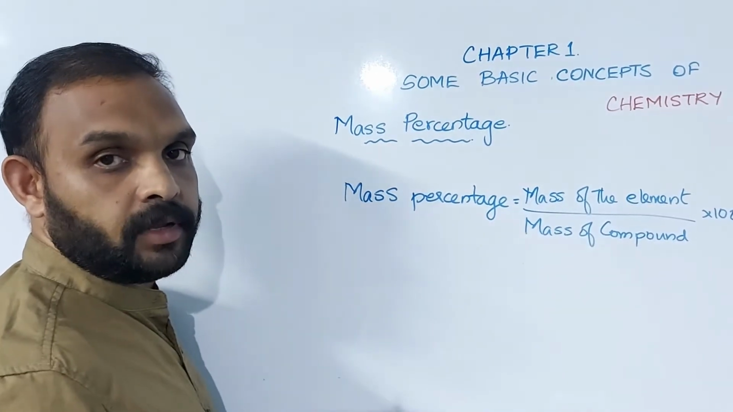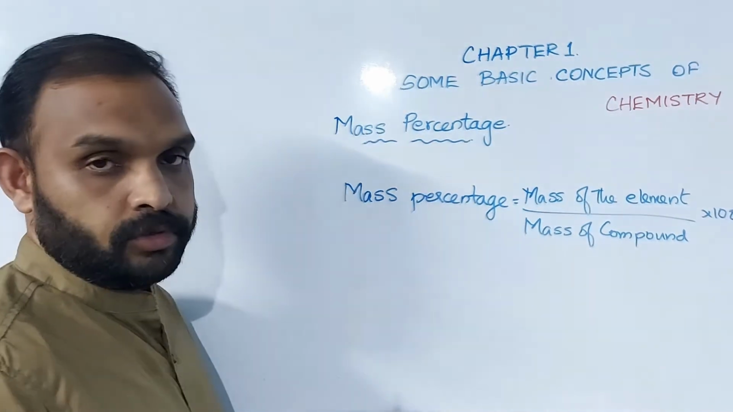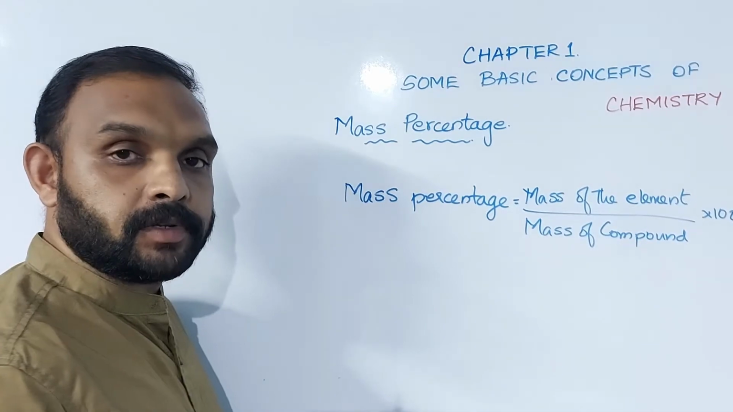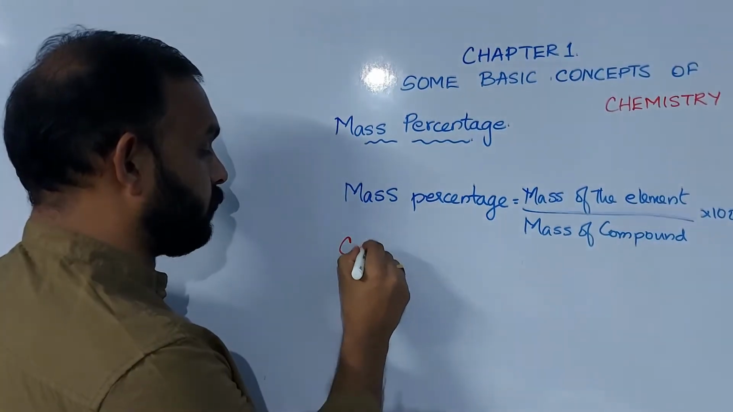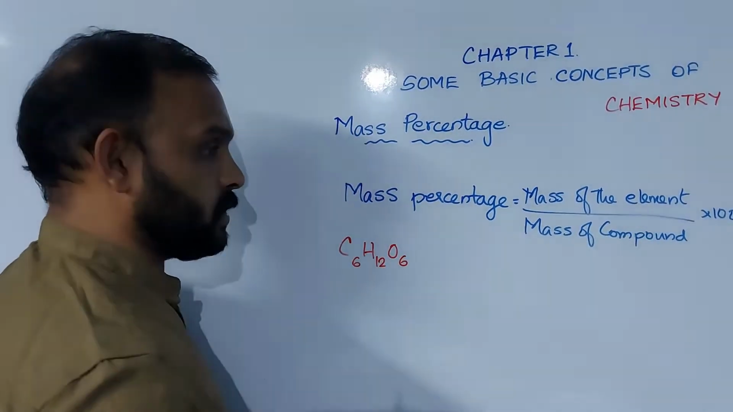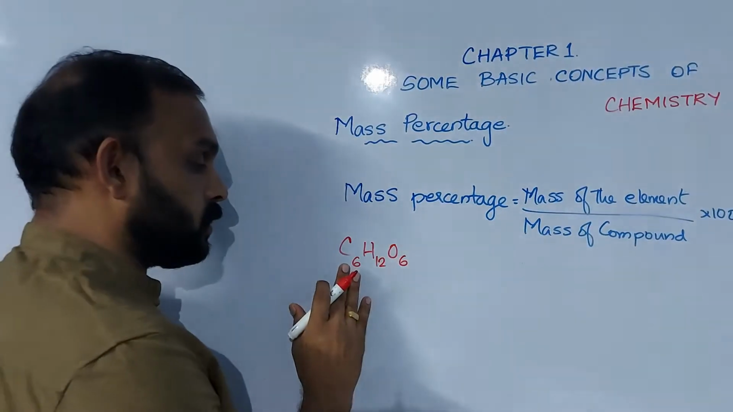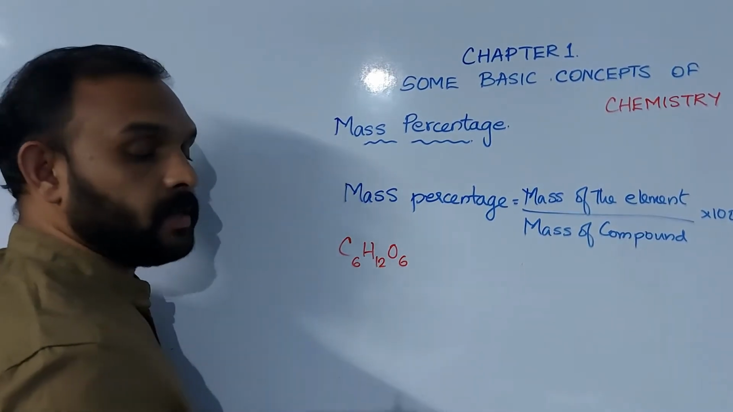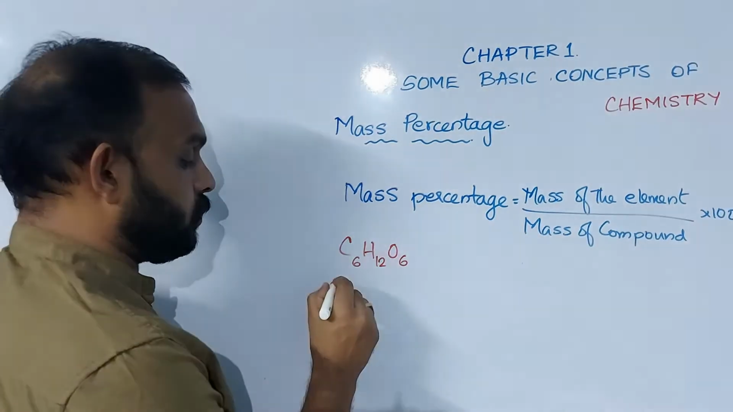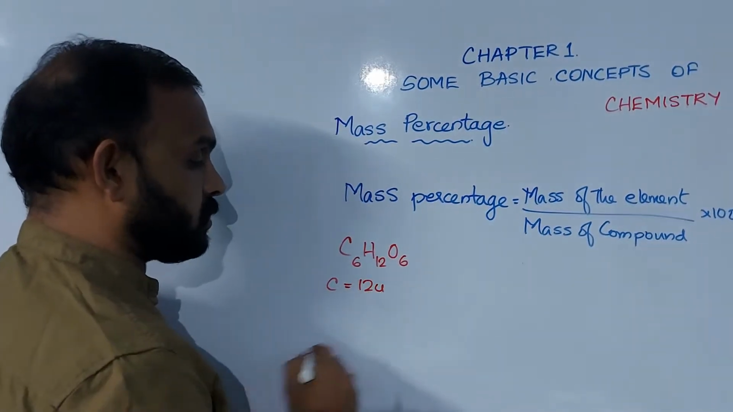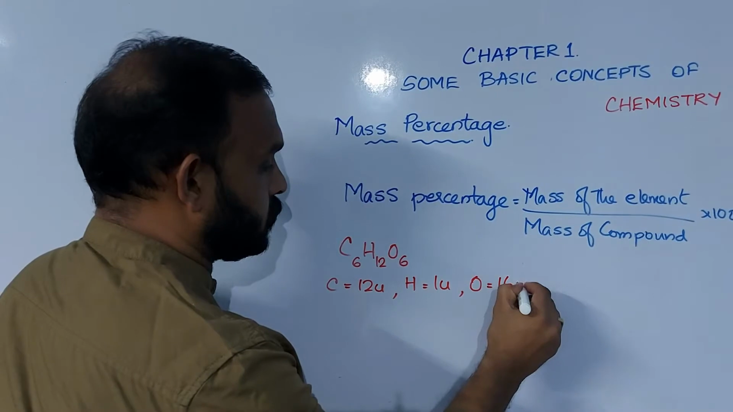We will solve a question, then you will understand it easily. Here we have the question of glucose. We have to find out the mass percentage of different elements from glucose. We know that glucose has the formula C6H12O6. Here mass of compound stands for molar mass. C6H12O6 is the chemical formula of glucose, and from that we know carbon has atomic mass 12, hydrogen has atomic mass 1, and oxygen has atomic mass 16.